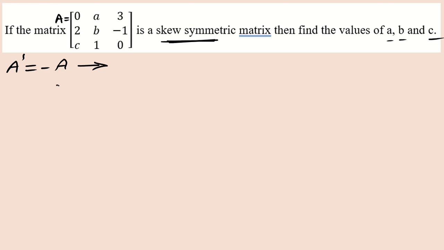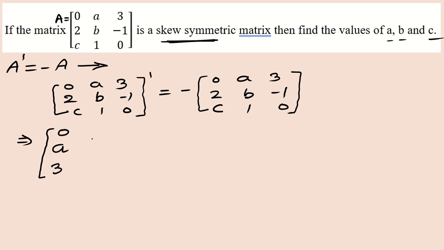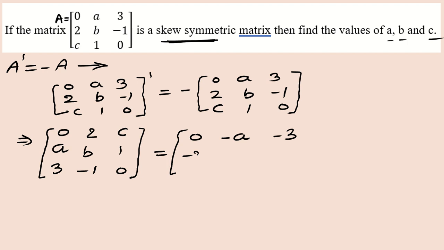So what you will do here: its transpose means 0, A, 3, 2, B minus 1, C, 1, 0. Its transpose means put a dash there, equal to negative A, meaning negative times 0, A, 3, 2, B minus 1, C, 1, 0. And then we just need to simplify it. Transpose means, I told you, the row will be converted into column. So it will be 0, A, 3, and 2, B minus 1 is the second row, so it will become the second column, and the third row will become the third column. So C, 1, 0 is equal to this; the minus will change all the signs of the matrix. So it will be 0, minus A, minus 3, minus 2, minus B, 1, minus C, minus 1, 0.